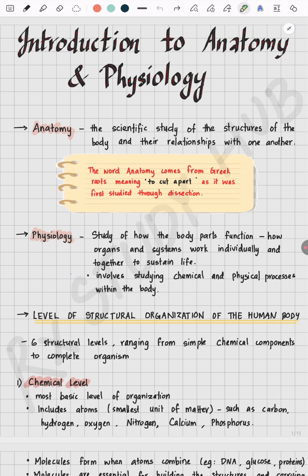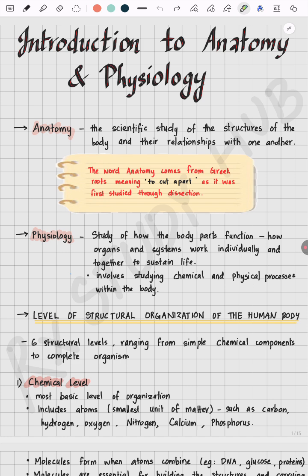Structure and function are always linked. For example, the skull is hard and fused, so it can protect the brain. And the air sacs in the lungs are extremely thin, so oxygen can pass easily through them.